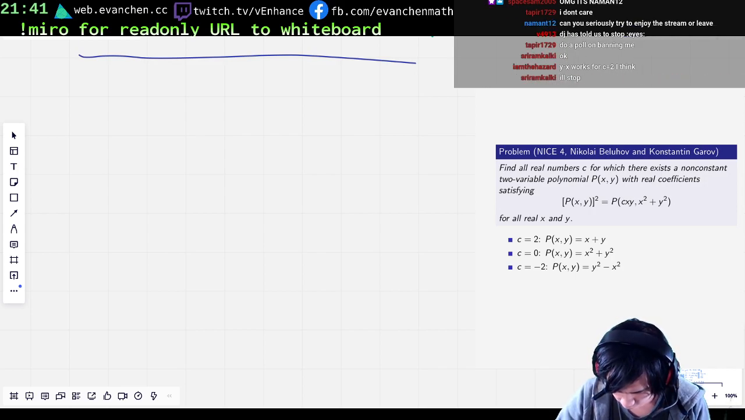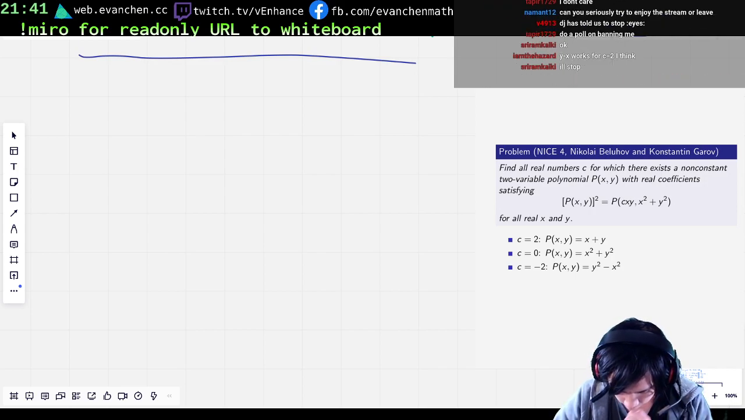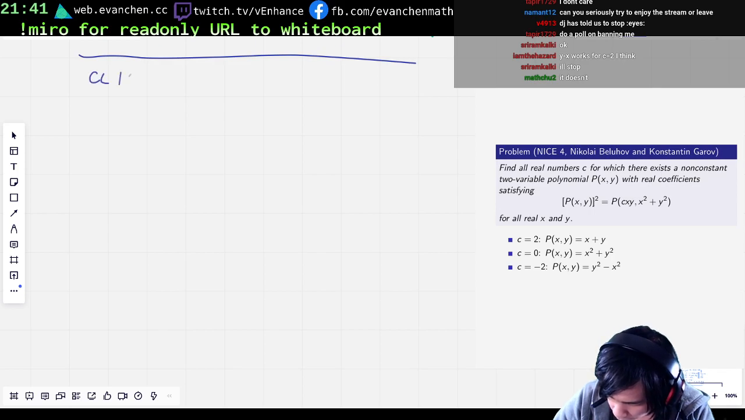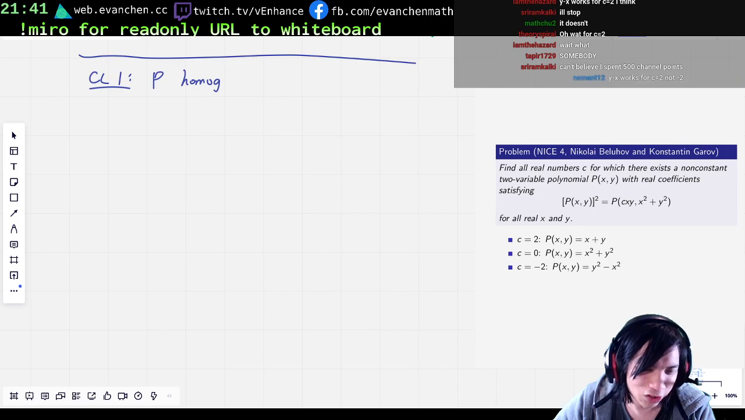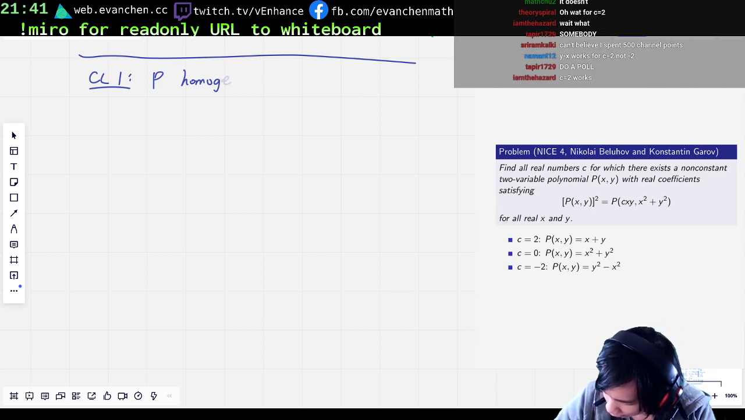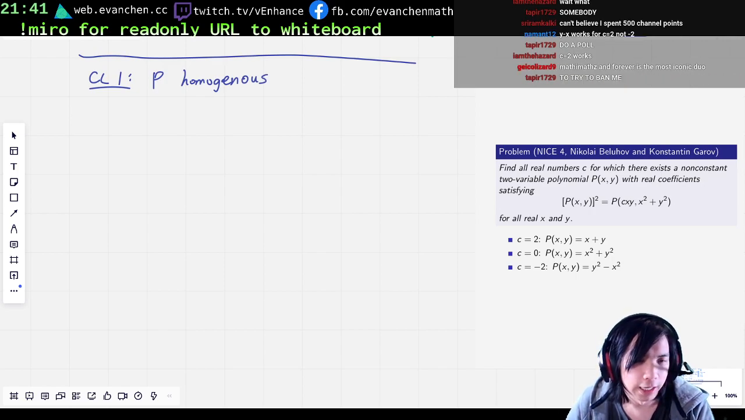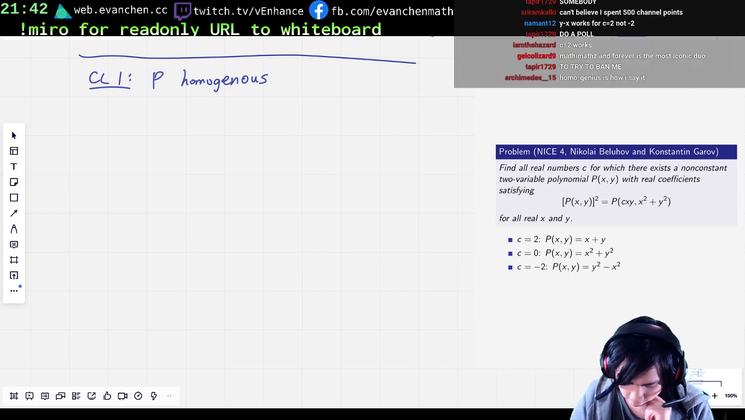Okay, so first claim: P is homogeneous. Is it homogeneous or homogeneous? I never know. I'm gonna say homogeneous. I.e., all the terms of P are of the same degree.